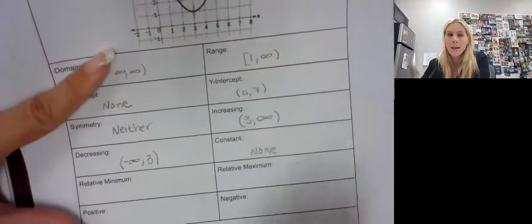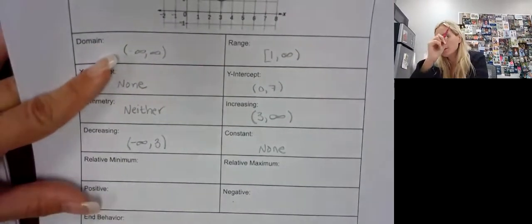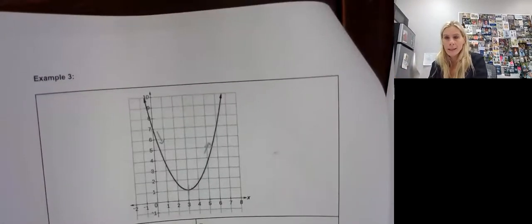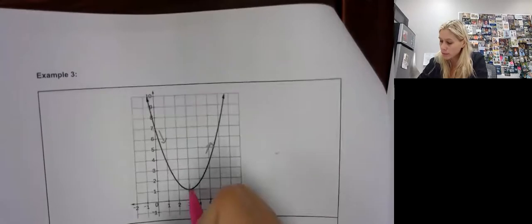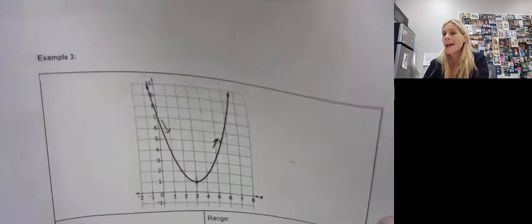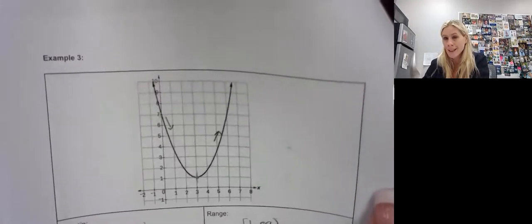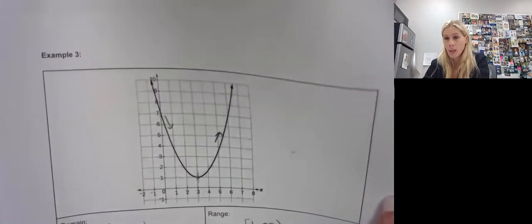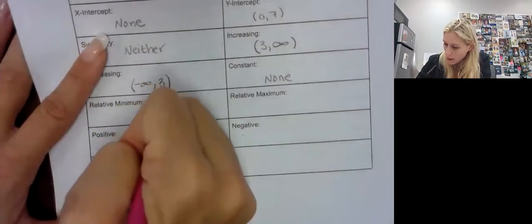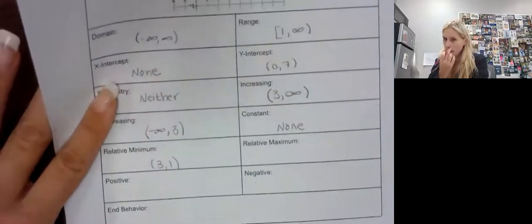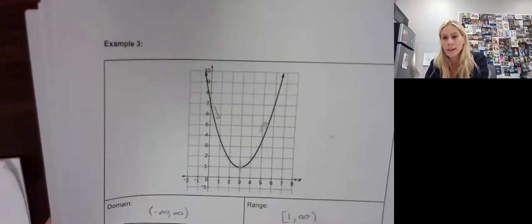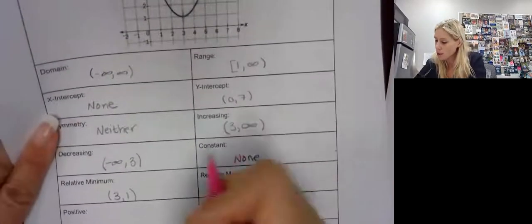Okay, relative min. Remember, relative min is a change of decreasing to increasing. Do we have a change of decreasing to increasing? Yes, we do. Right here it changes. Now remember, we're writing that coordinate pair, x comma y. So what's the x? 3, and what's the y? 1. So we have a relative min at (3, 1). Relative max. Do we have a change of increasing to decreasing? No, we do not. So none.